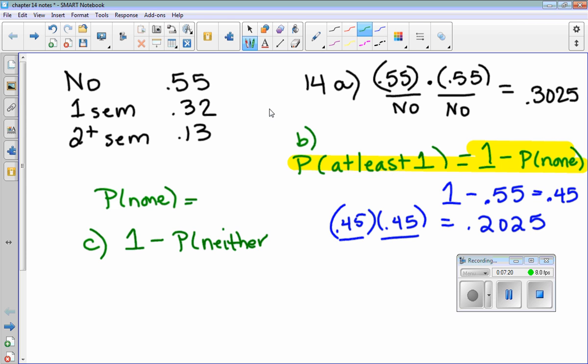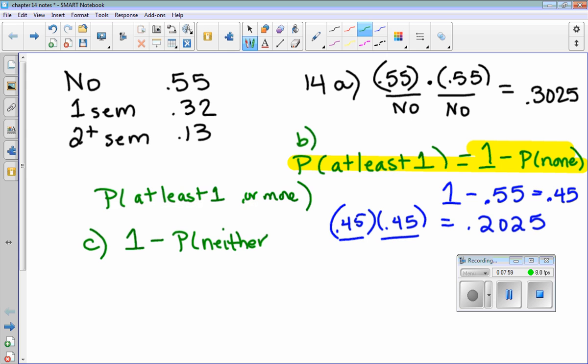Let me make sure what it says here. At least one has had more than one semester. So more than one semester would be 2 or more, right? Is that the way I'm reading that? Double check me on that. More than one would be 2 or more, right? Okay. So the probability that at least one had 2 or more.